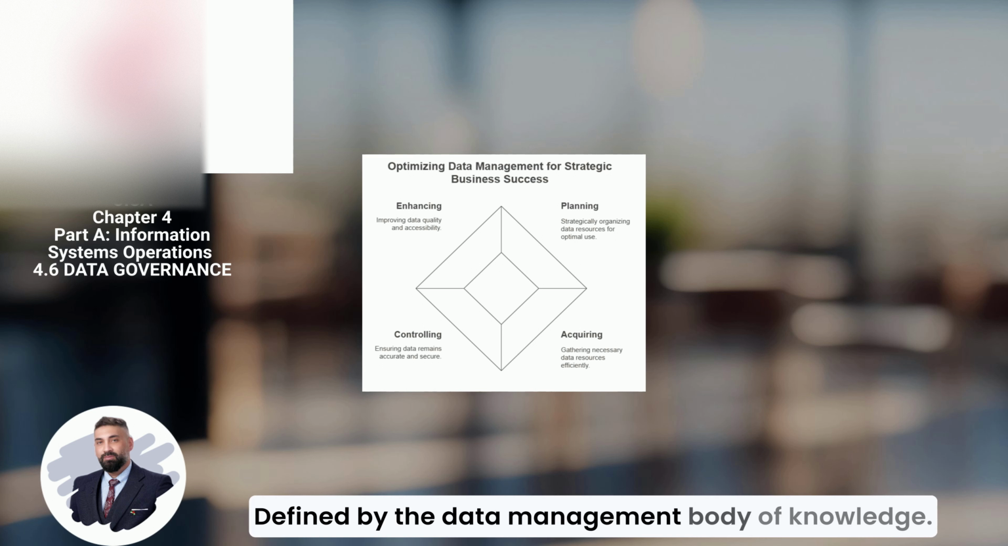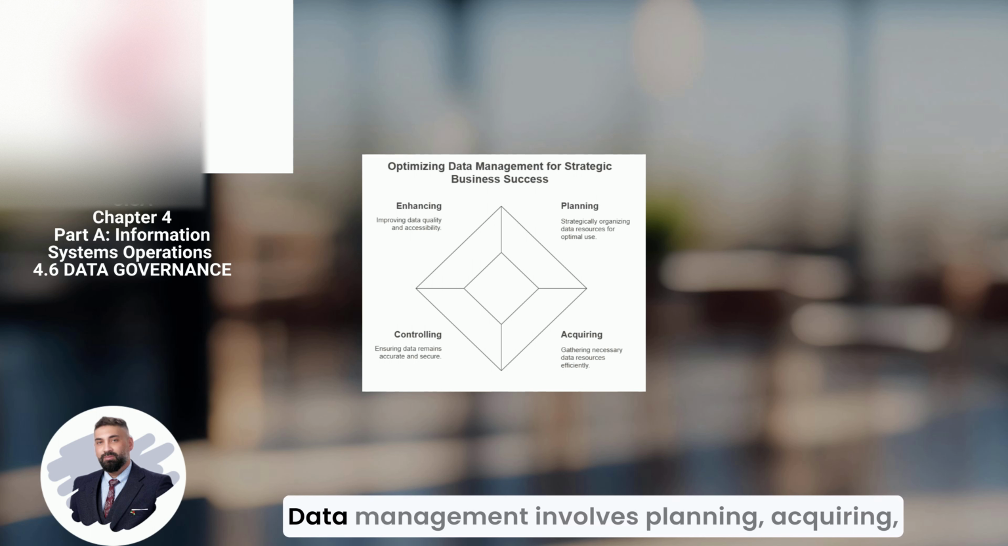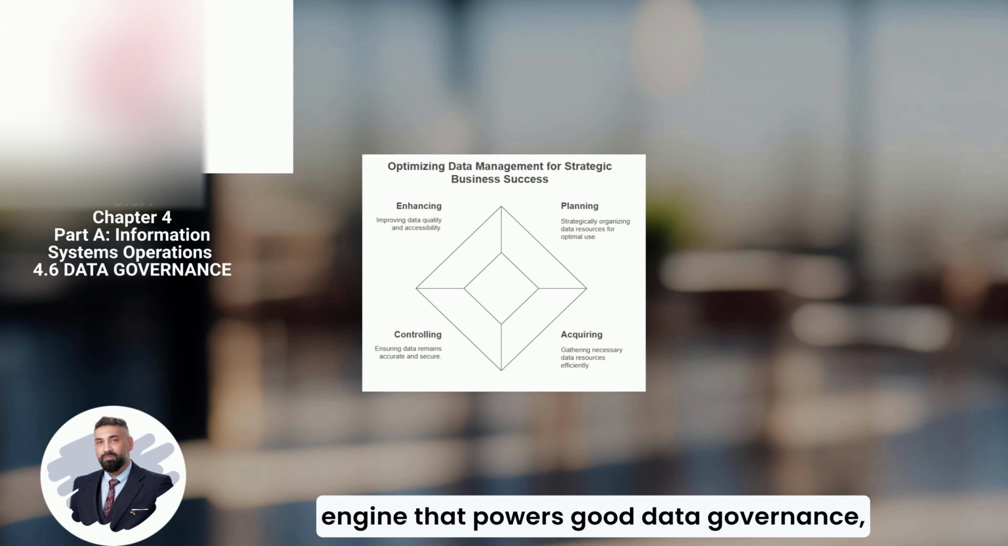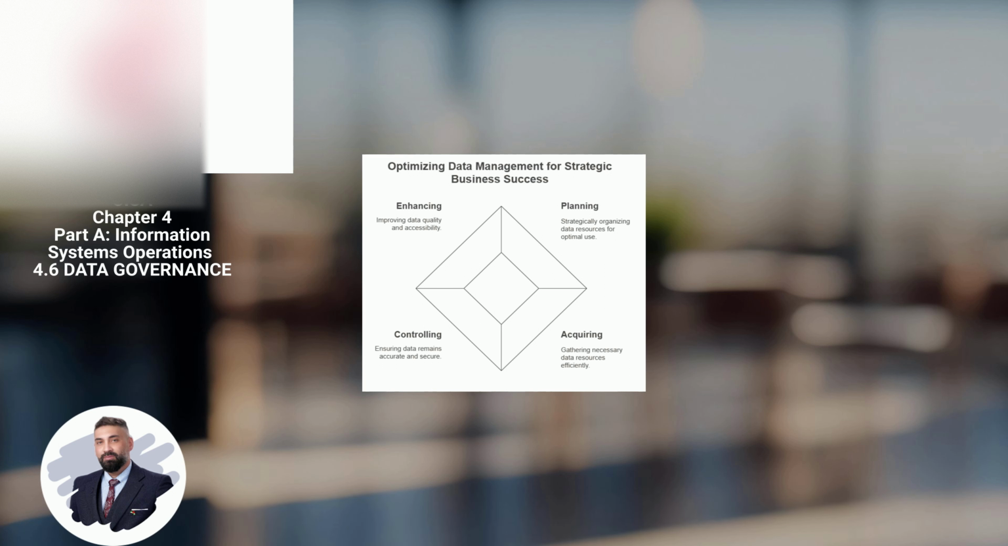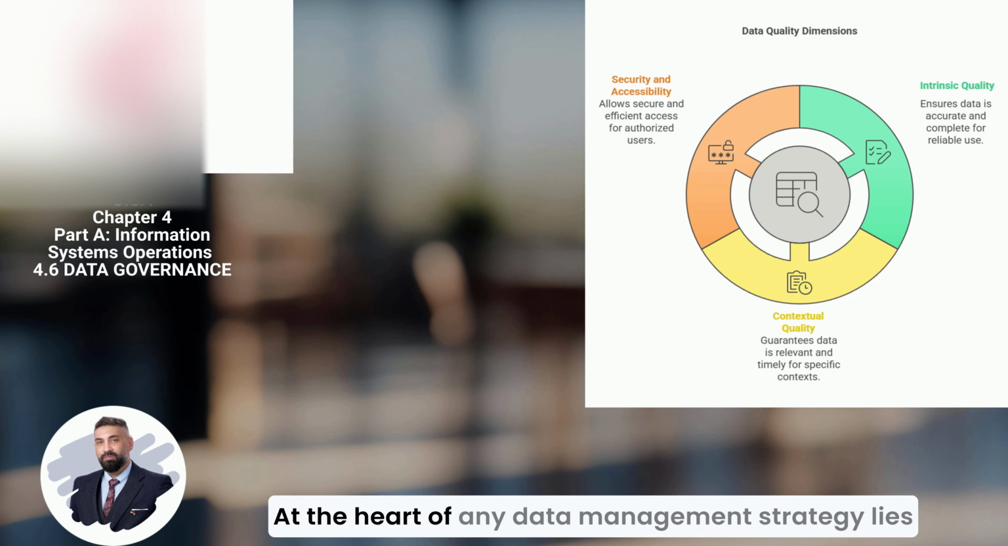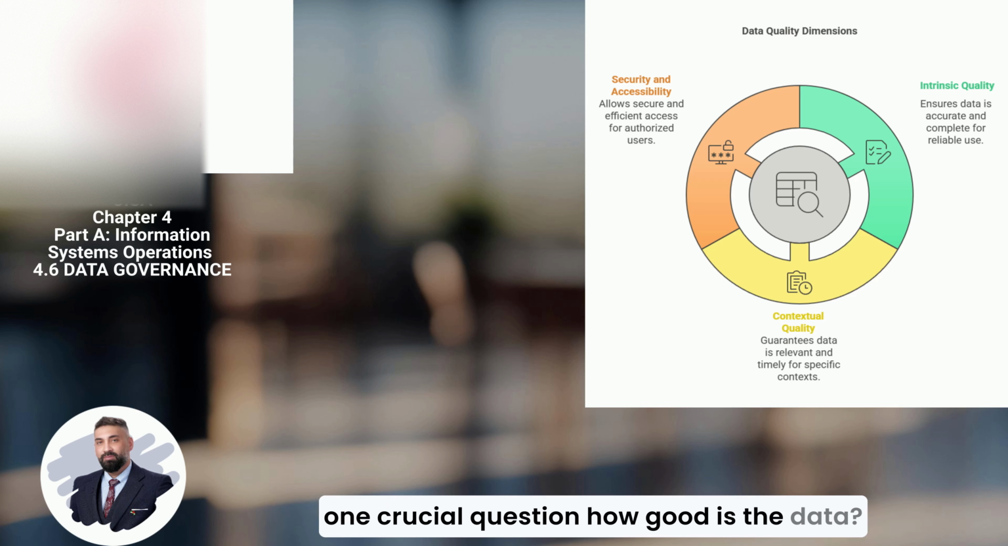Defined by the Data Management Body of Knowledge, DMBOK, data management involves planning, acquiring, controlling, and ultimately enhancing data as a critical business resource. Think of it as the operational engine that powers good data governance, keeping information accurate, accessible, and actionable. The role of quality, the cornerstone of decision making. At the heart of any data management strategy lies one crucial question. How good is the data? Quality is the linchpin. It's not enough for data to simply exist. It must be reliable, relevant, and secure.